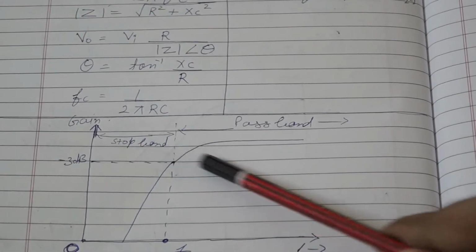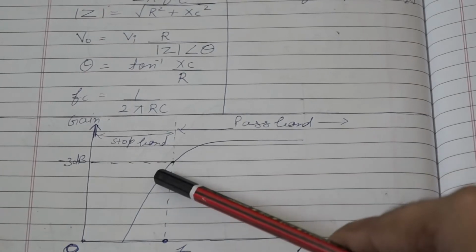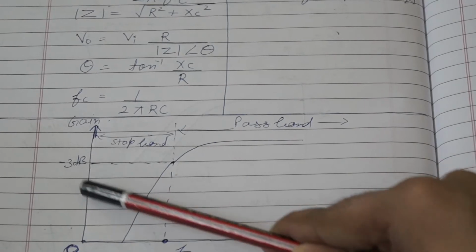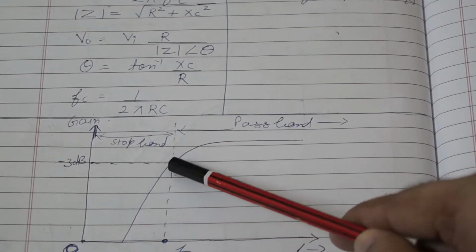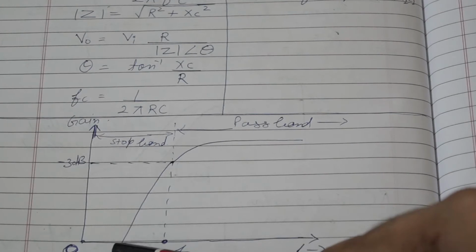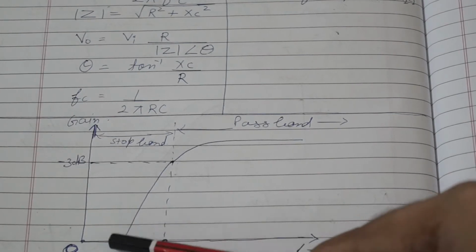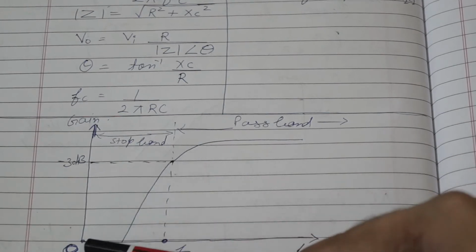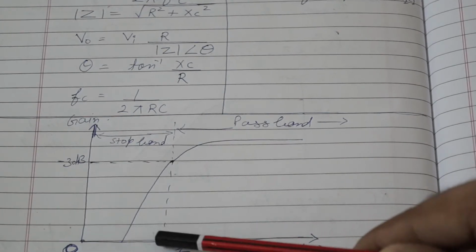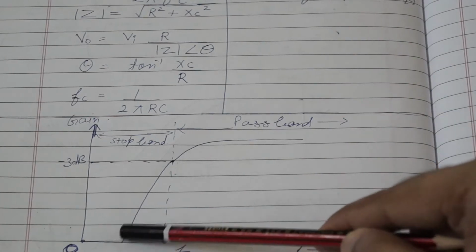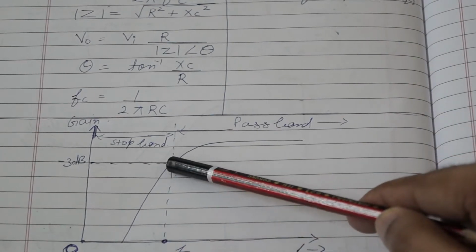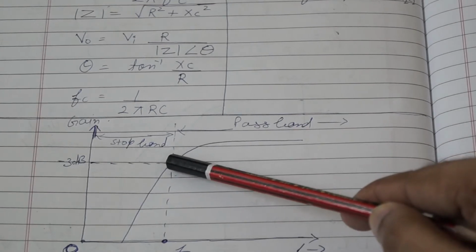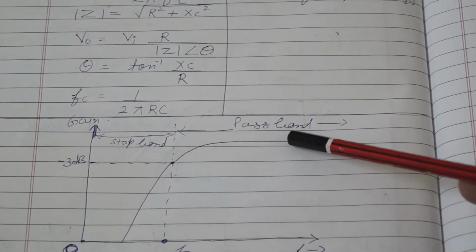Beyond this cutoff frequency we have the pass band, and before this cutoff frequency we have a stop band, and you can see there is a sharp decline of the signal. So if we apply a low frequency signal to this high pass filter, the signal will get attenuated till the cutoff point is reached, and if we increase the frequency beyond that, it will pass the frequency.